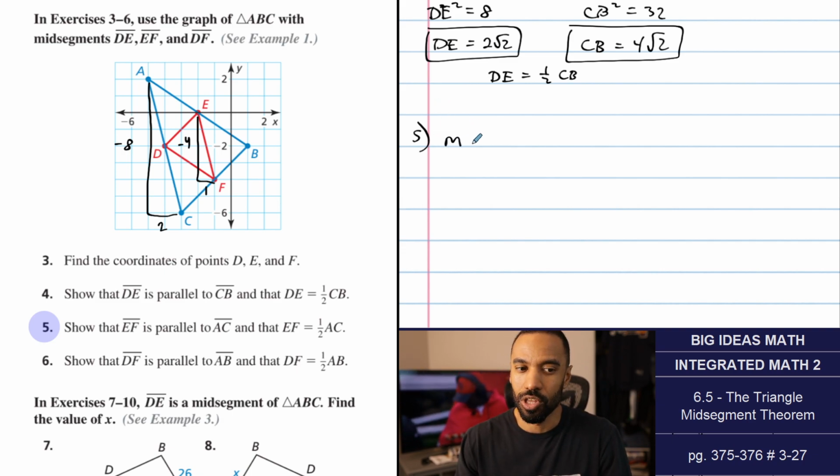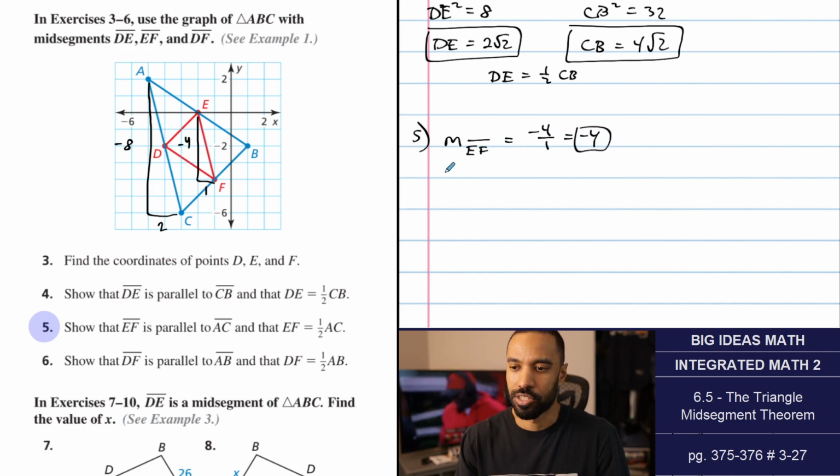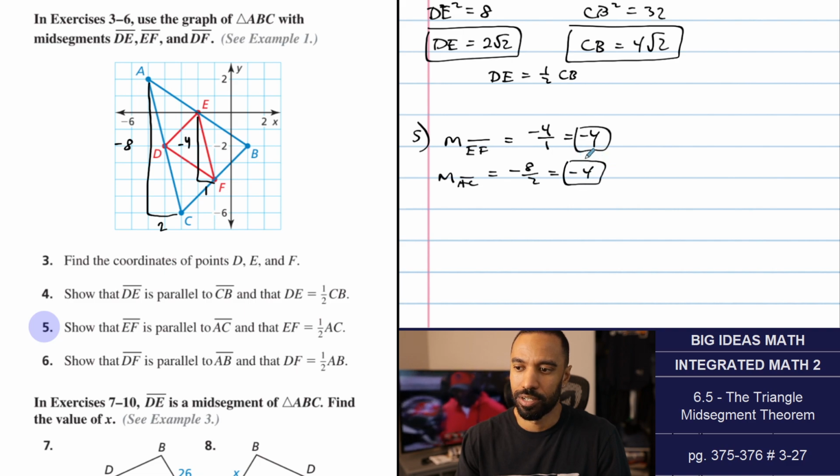But here the slope of segment EF is -4 over 1, which is -4. And the slope of segment AC is -8 over 2, which is indeed -4. So once again, parallel.